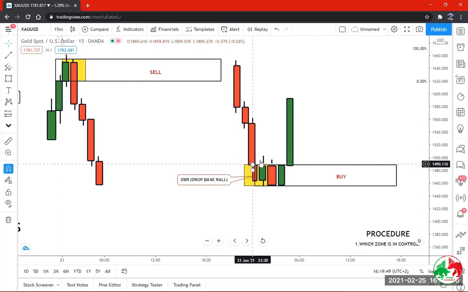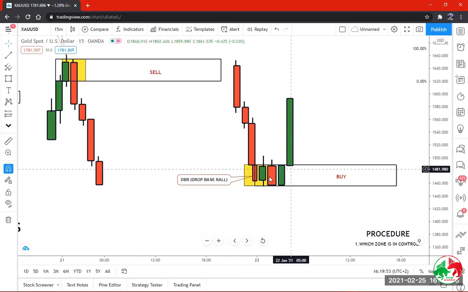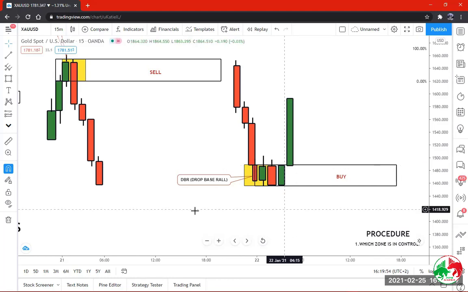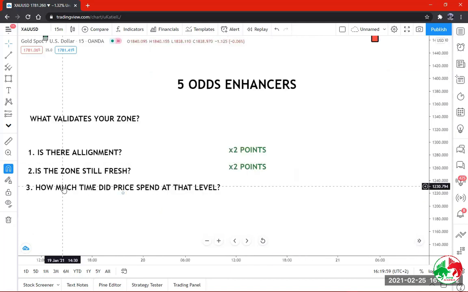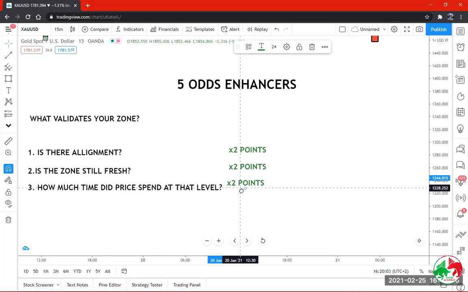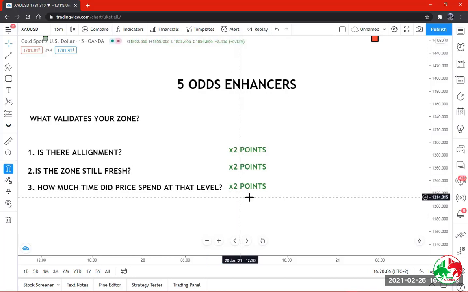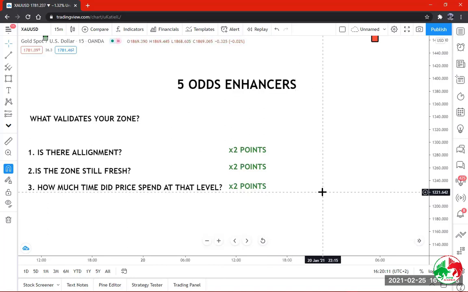But if we see too much price action or consolidation, then it's not a good zone. So that's the third question: how much time did price spend at that level? You said 4 candles at the most that it should spend on the zone, right? If it's more than 4 candles on the zone, then it's not a good zone.